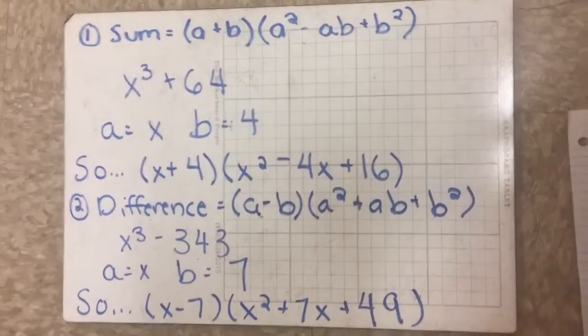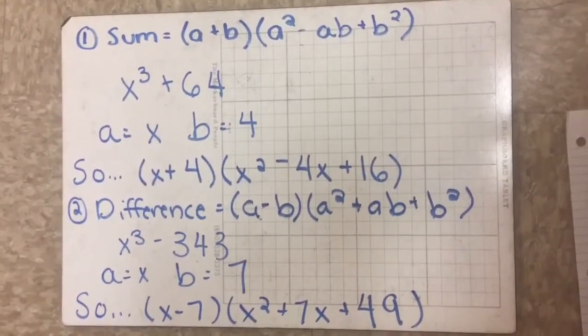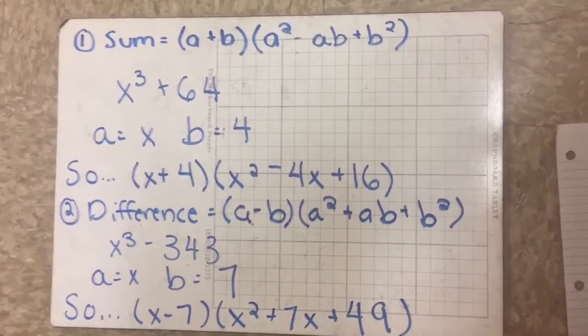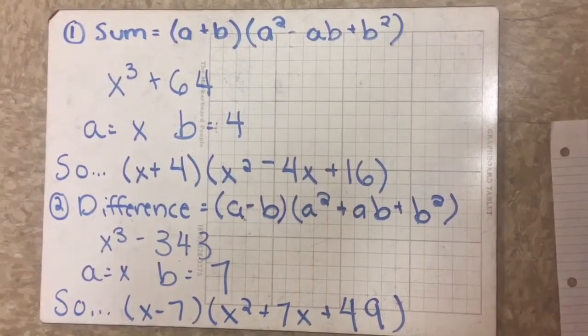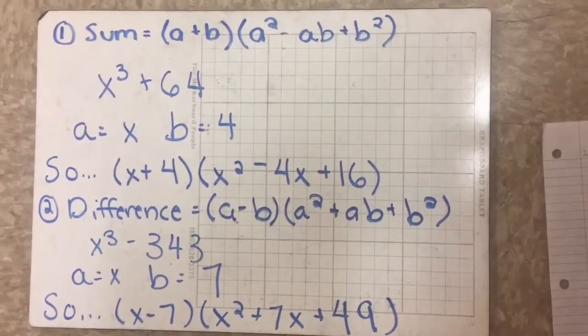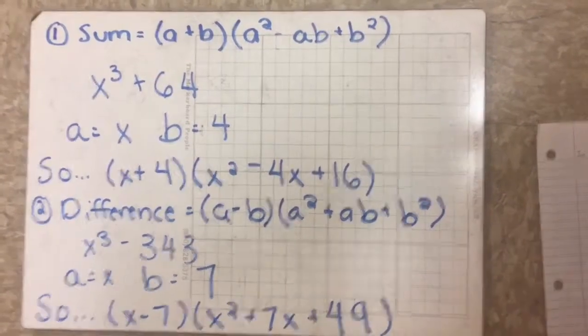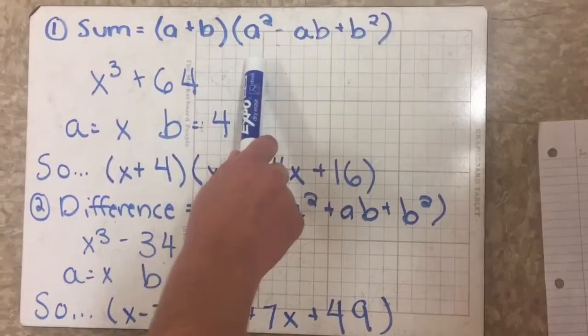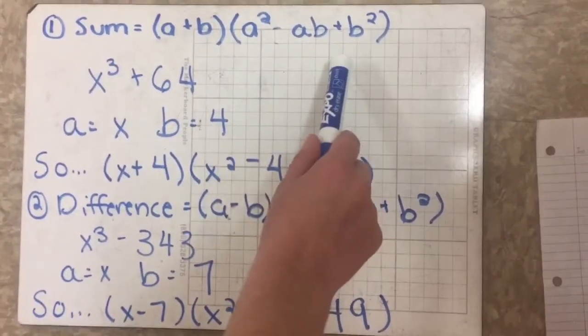When given a binomial with two perfect cubes, you can factor it using cube formulas. A equals the cube root of the first term, and B equals the cube root of the second term. If it is a sum of two perfect cubes, you can use the formula A plus B times A squared minus AB plus B squared.